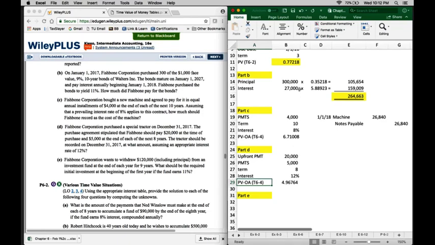Now, why didn't I do the calculation as in over here? This $300,000 is paid at the end of the period, at the end of the term of the note. Here it is paid upfront, so the present value is $20,000. I don't need to do that separately.